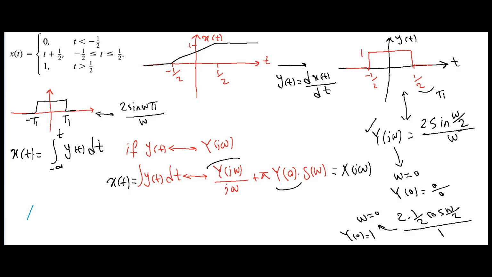Now substitute everything into the formula. So the final Fourier transform becomes X(jω) equals 2 sin(ω/2) divided by j ω squared plus π δ(ω). So in this example, instead of solving difficult integrals directly, we solve the problem easily using differentiation, rectangular pulse transforms, and the integration property of the Fourier transform.